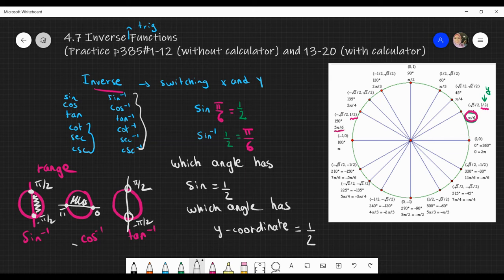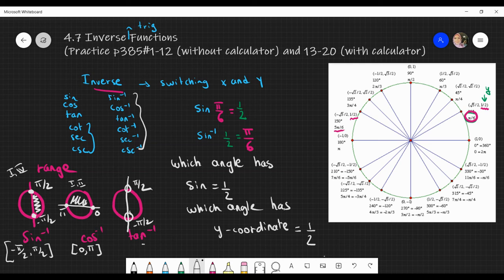So -pi/2 and pi/2. What does that mean? So the range right here is 0 to pi. I'm only allowed to look at the first and second quadrant when I'm using inverse cosine. I'm only allowed to look at -pi/2 to pi/2, which means fourth and first quadrant. So 1 and 4, 1 and 2.